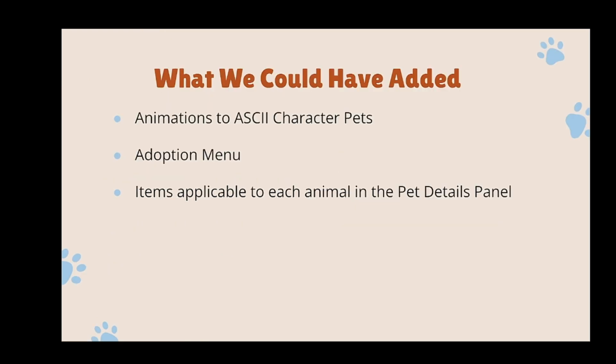What we could have added. We could have added animations to our ASCII character pets where every couple seconds they would update to maybe winking at you. And we also were interested in adding maybe an adoption menu. So instead of your pets passing away, you could basically put it up for adoption and maybe even receive an incentive or an added balance that you could spend on your other pets. We also wish we could have added something to the details panel to show what items from the shop were actually applicable to each animal.